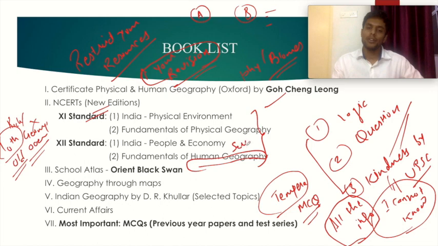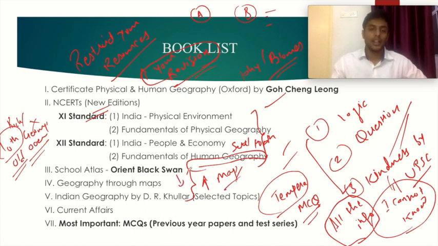from settlement geography or population geography. There were some questions regarding the Club of Rome's Limits to Growth, or some questions from the Malthus theory of population. So you can go about this as well, but try to restrict your resources and increase your revision. Again, this will be very, very important because there has been an increasing trend of asking questions from maps. So Oxford Atlas or Orient Black Swan, it is really, really good for world mapping and geography through maps.